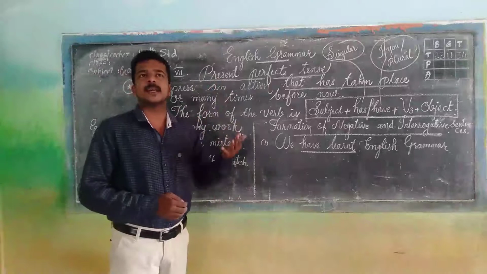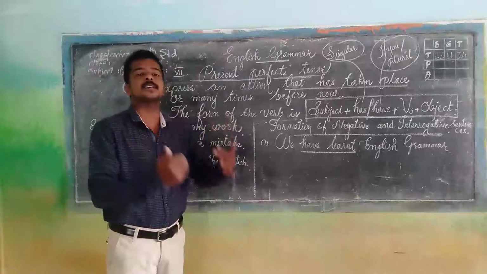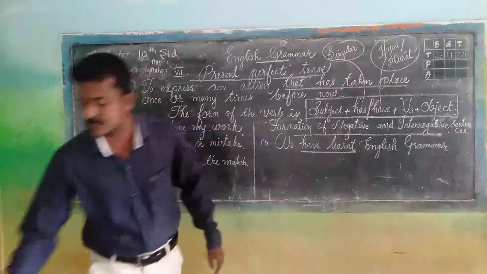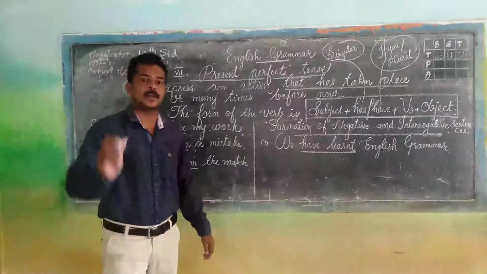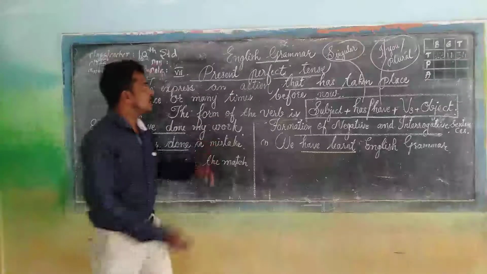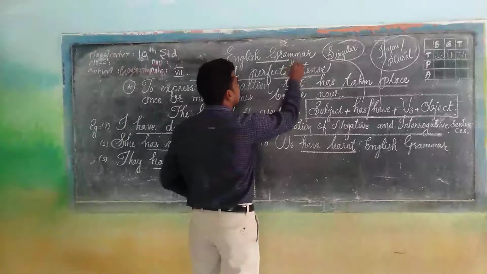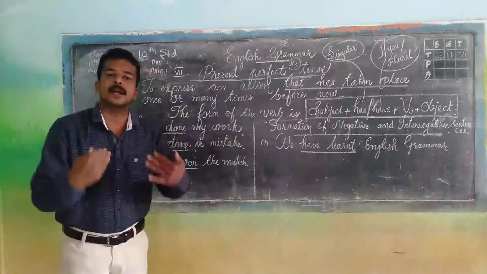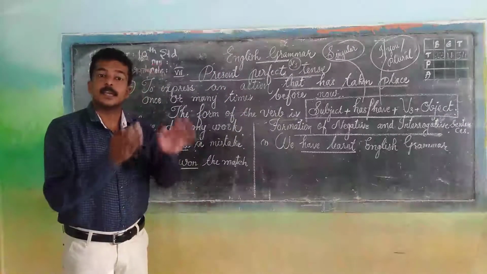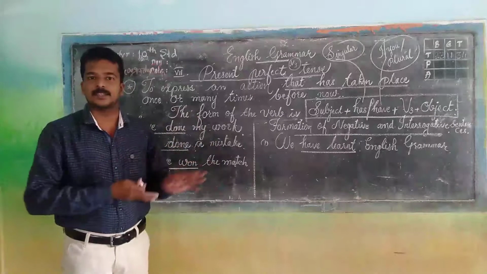And in the previous class, we learned that in progressive tenses, what is compulsory? The ing form is compulsory in progressive tenses. Whereas in perfect tenses, the V3 form is mandatory. We use the past participle form of the verb in perfect tenses, just like in passive voice.